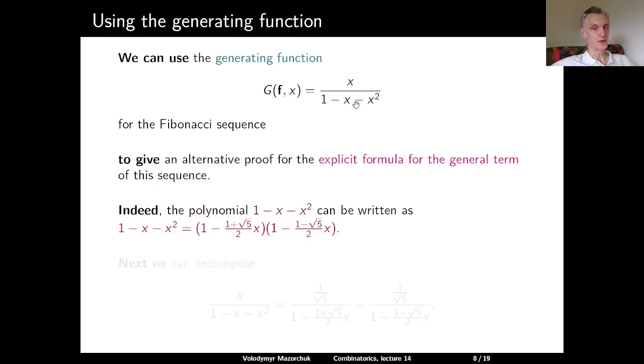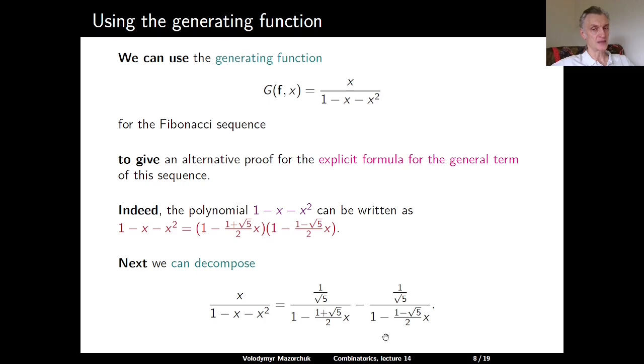When we can factor the denominator into a product of such linear factors which are different, we can rewrite our fraction as a linear combination of two fractions with smaller denominators. So we can write our x divided by 1 minus x minus x squared as the fraction with the numerator 1 divided by the square root of 5, and the denominator our first factor, 1 minus (1 plus the square root of 5) divided by 2 times x.